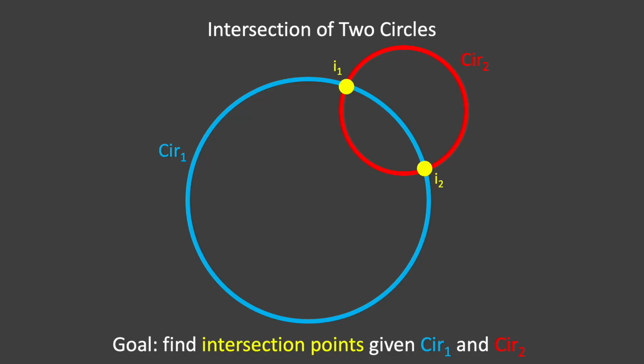Let's jump into it. So in this video, we're going to be finding the intersection of two circles. In the diagram, you'll see that we have two circles, CIR1 in blue and CIR2 in red, and their intersection points I1 and I2 in yellow. Let's look at the attributes for CIR1. Now we first have the center position, C1, and the radius length, R1. Note that we have the same information about CIR2.